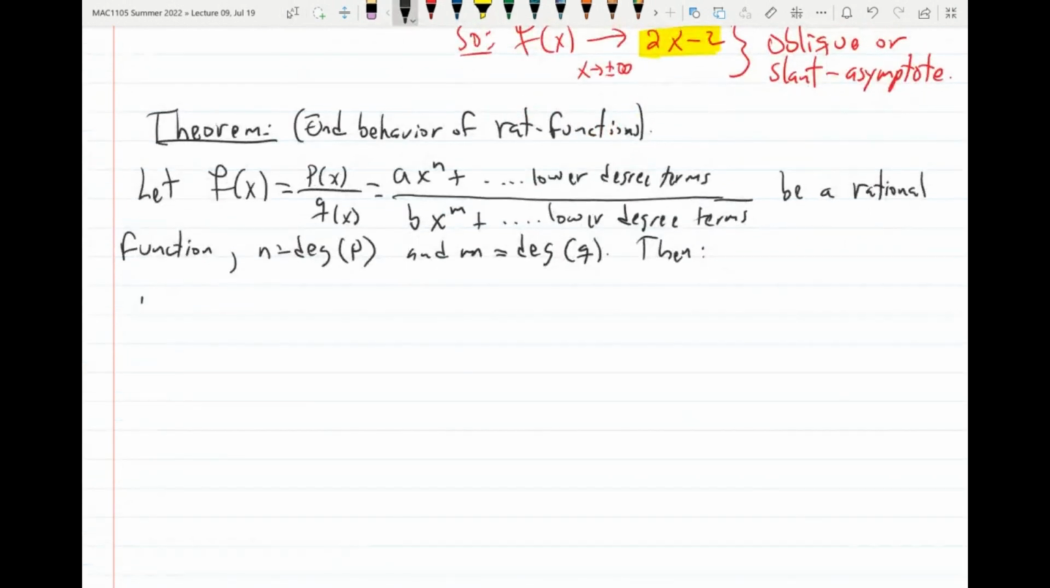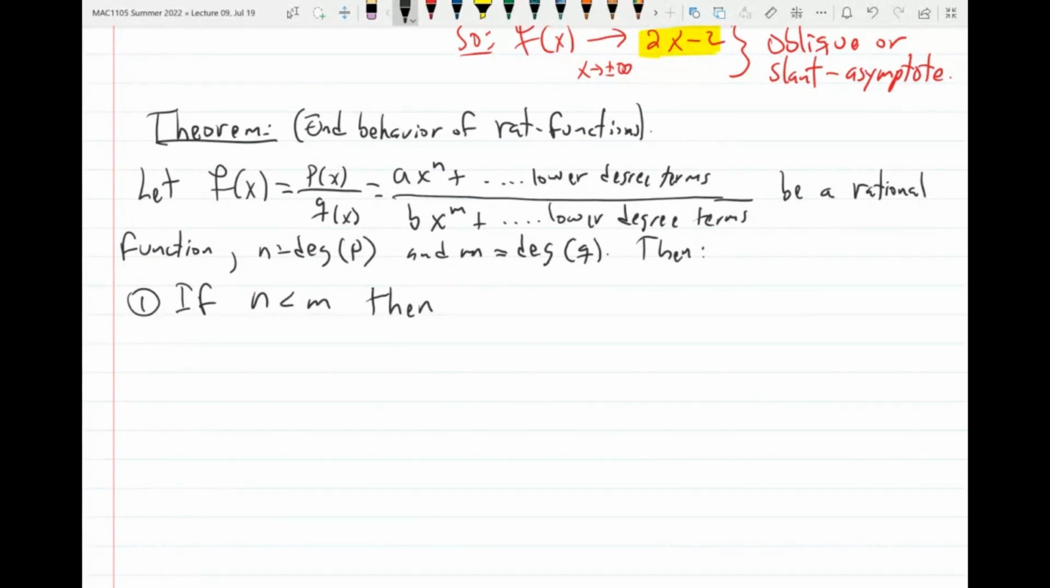Then, number one, if n is less than m, that means the degree of the top is less than the degree of the bottom. Then what can we say? Do we have a horizontal asymptote or not, if this happens? Do we have it? Yes or no?